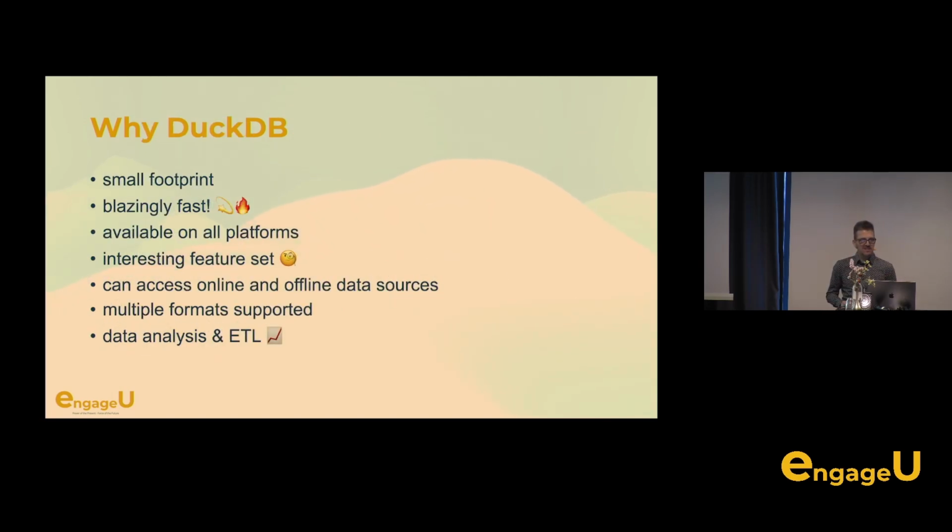So to define it better, the strength of DuckDB is that it has a very small footprint. It's just a single executable piece of software that you can put in different places. It's blazingly fast, so that's one of the main advantages. It's available on all platforms, not only Mac, Windows, Linux, but also on portable devices. I think 12 different CPU compilations for different CPU architectures even. It has a very interesting feature set, which is the second big advantage besides being so fast.